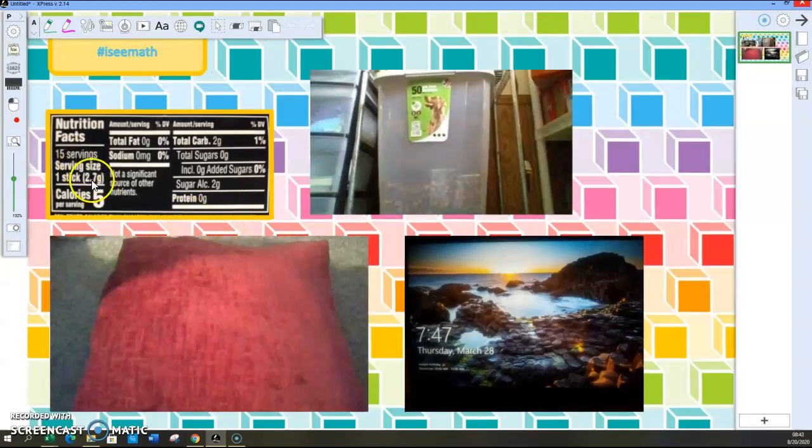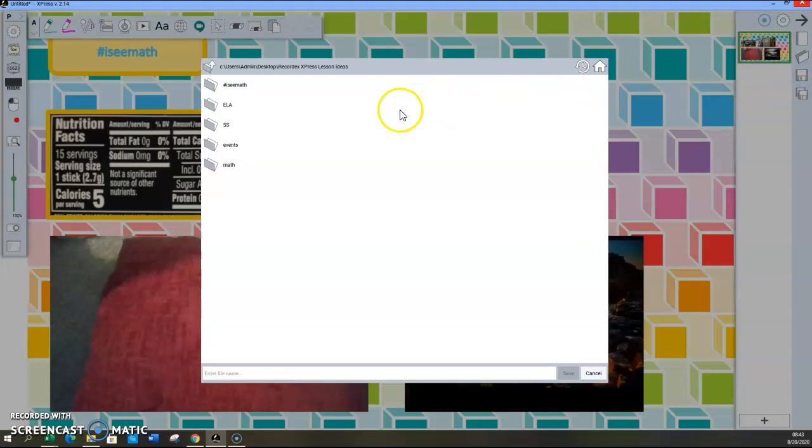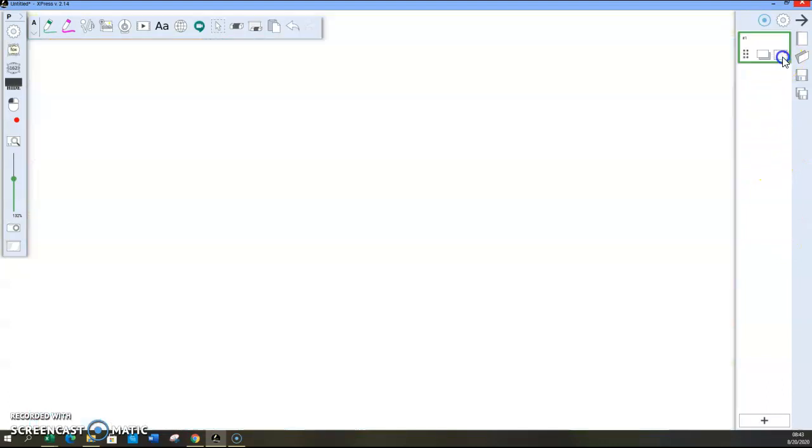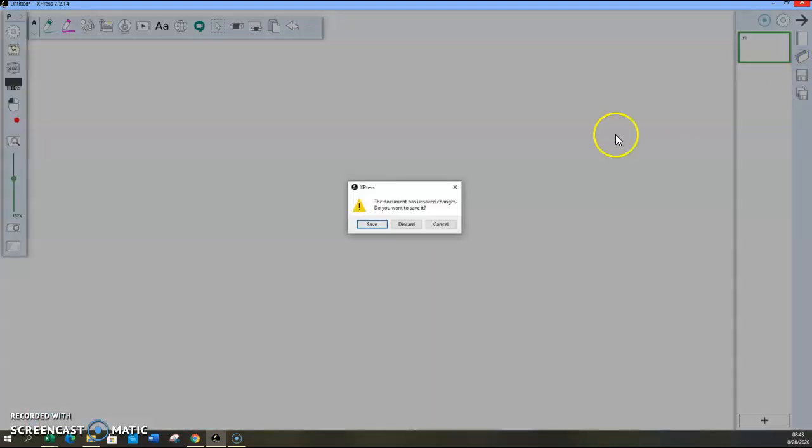Here's another way that they're seeing math. You know, we have our nutrition facts, we have a square, we have time, and then we have the volume in which a container holds objects.